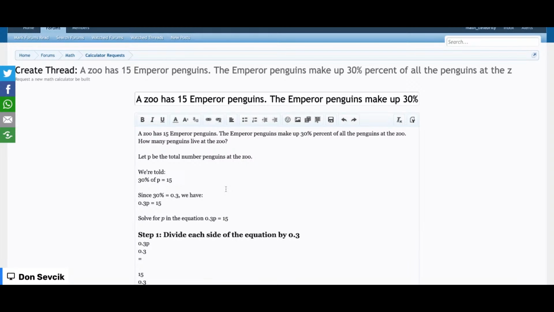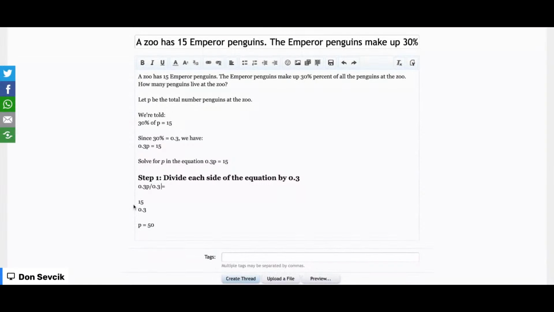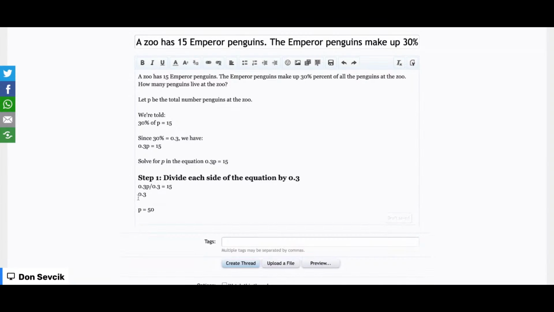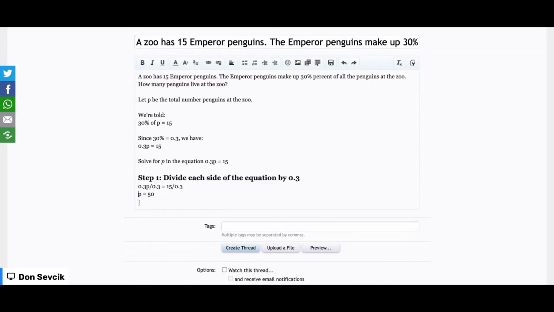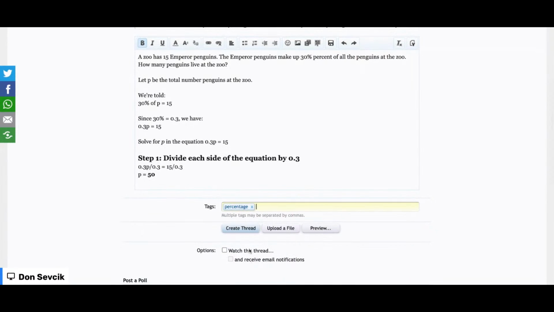We got this. So if we're solving for P, we want to get rid of the 0.3 on the left side. To do that, we divide, simplify, and we get 50 total penguins at the zoo. So what this problem really asks is: 30% of what is 15, and what is the total number of penguins? That's how you can think of these problems.